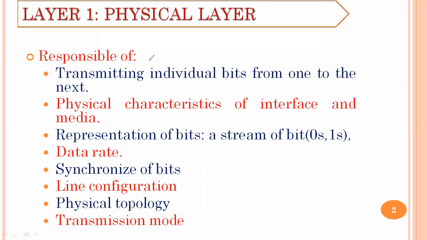The first layer is the physical layer. It is the layer that is directly connected to the transmission medium. That means the link will be directly connected with the transmission medium, and using that link, the data will be transmitted to the medium, as well as received from the transmission medium, whether it is a wireless or a wired medium.